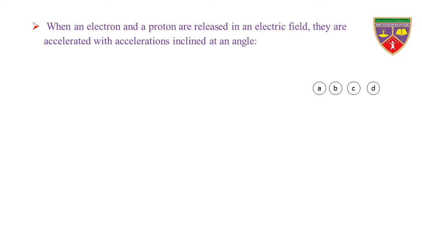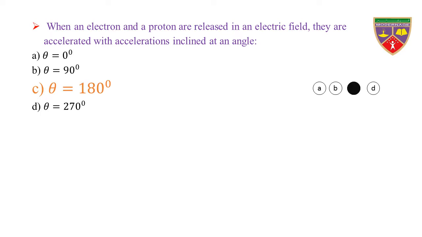When an electron and a proton are released in an electric field, they are accelerated with accelerations inclined at an angle. Option A, theta is equal to 0 degree. Option B, theta is equal to 90 degrees. C, theta is equal to 180 degree. D, theta is equal to 270 degree. The key is theta is equal to 180 degree. Therefore, the correct option is C.